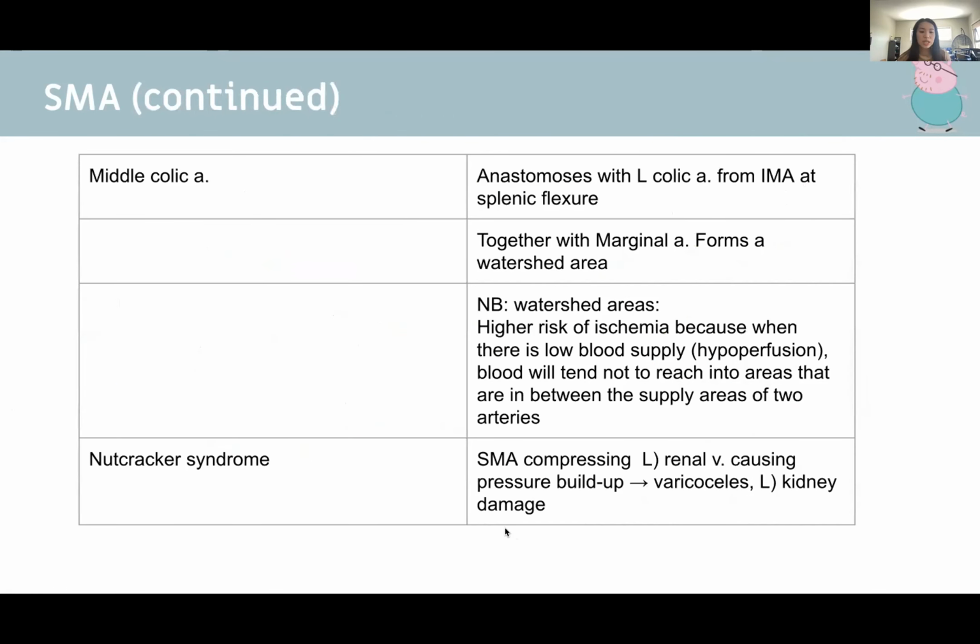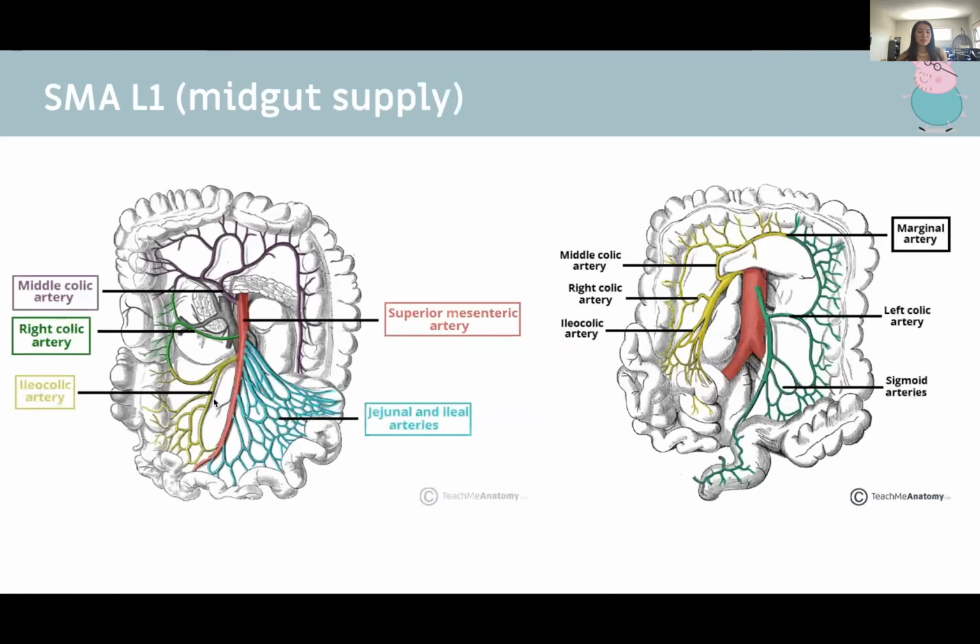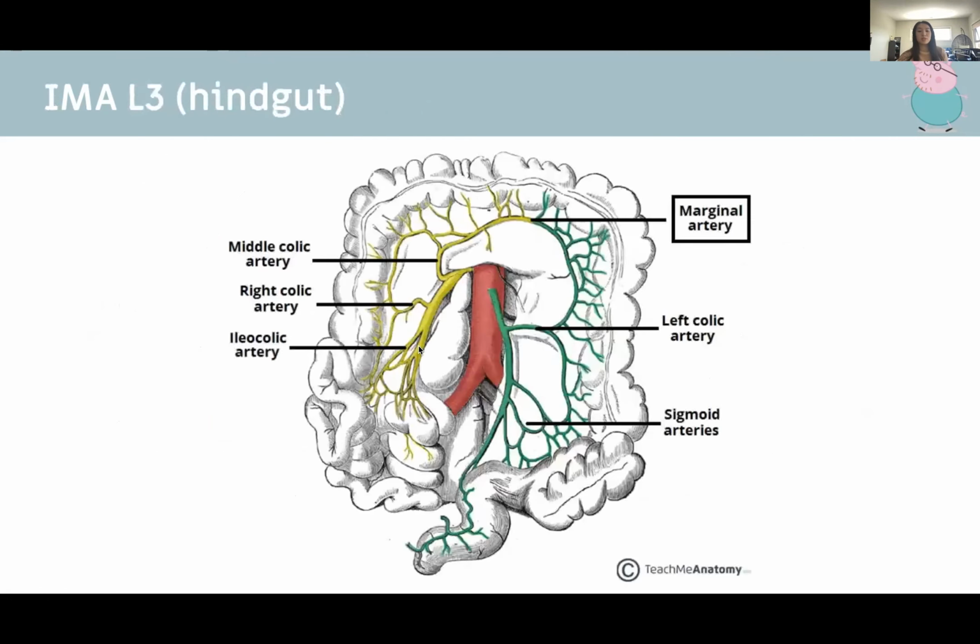Just know that. Okay, and then the nutcracker syndrome we talked about before. Basically, the SMA, as it comes out, it compresses on the... I think this might be it actually. Yeah, this gray thing here. So this SMA, as it comes out, it goes on top of the left renal vein and then causes nutcracker syndrome, which manifests as a testicular problem as well.